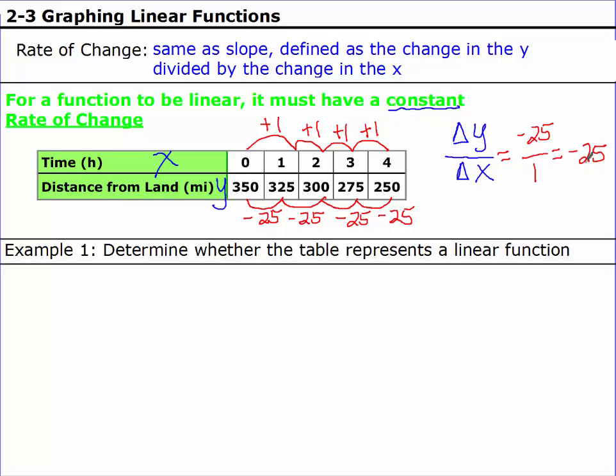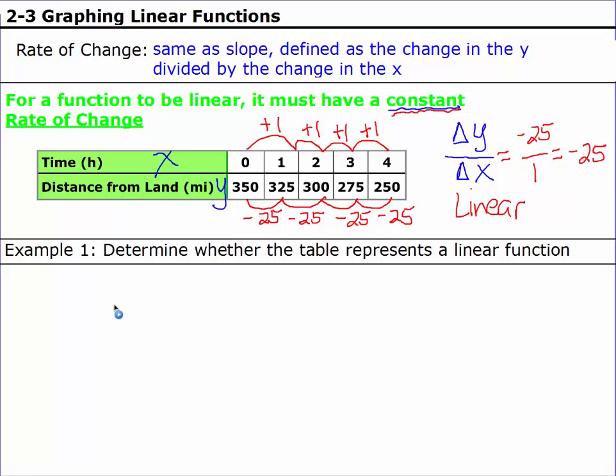Now we don't really care about that today. What we care about is that these are all the same. That's what this word constant means. These all need to be exactly the same for it to be linear. So this is a linear function because they are all the same. If all the rates of change are different, or even if just one of them is different, then it's not linear. For every data point you have, it has to be the same rate of change for everything.